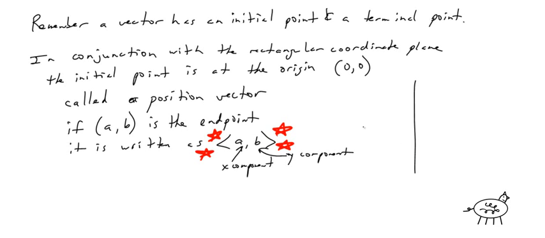This is what it looks like. If you have a vector, I just call this vector a comma b. This distance here is, of course, a, your x value, and this distance here is your b value, and this is your theta. It's very, very important you put that on there. All right, let's talk about a couple different things now.